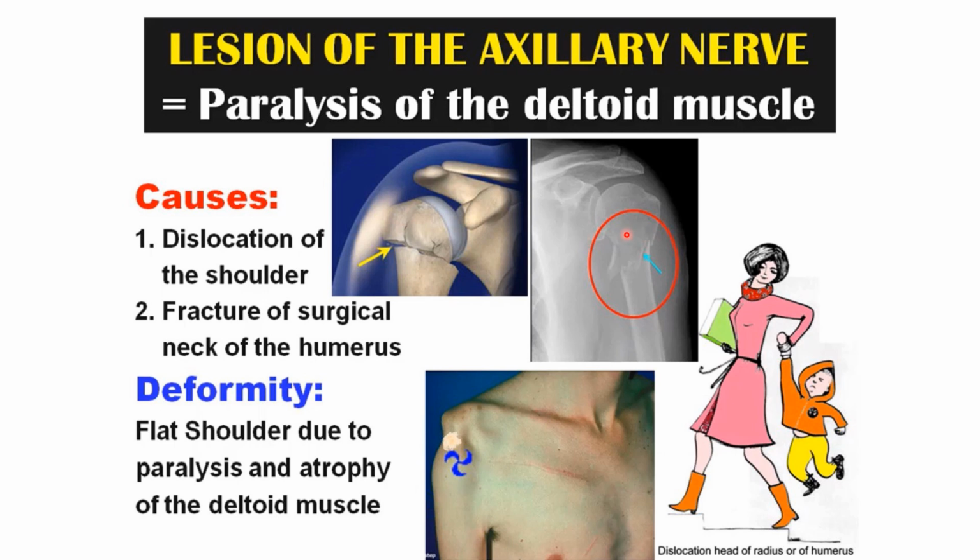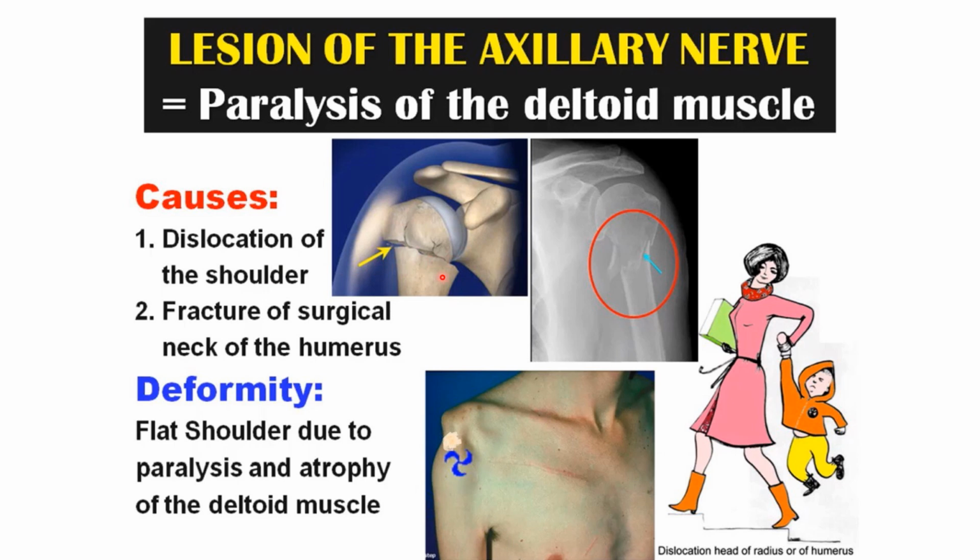So let's look at lesions of the axillary nerve, which cause paralysis of the deltoid muscle. Remember, we said that the deltoid muscle is supplied by the axillary nerve. So if we have damage to the axillary nerve, what are some of the likely causes? You can have a dislocation of the shoulder. You can have a fracture of the surgical neck of the humerus. This is the surgical neck of the humerus. It's below the two tuberosities, the greater and the lesser tuberosity. Once you have a fracture of the surgical neck, you can injure the axillary nerve.